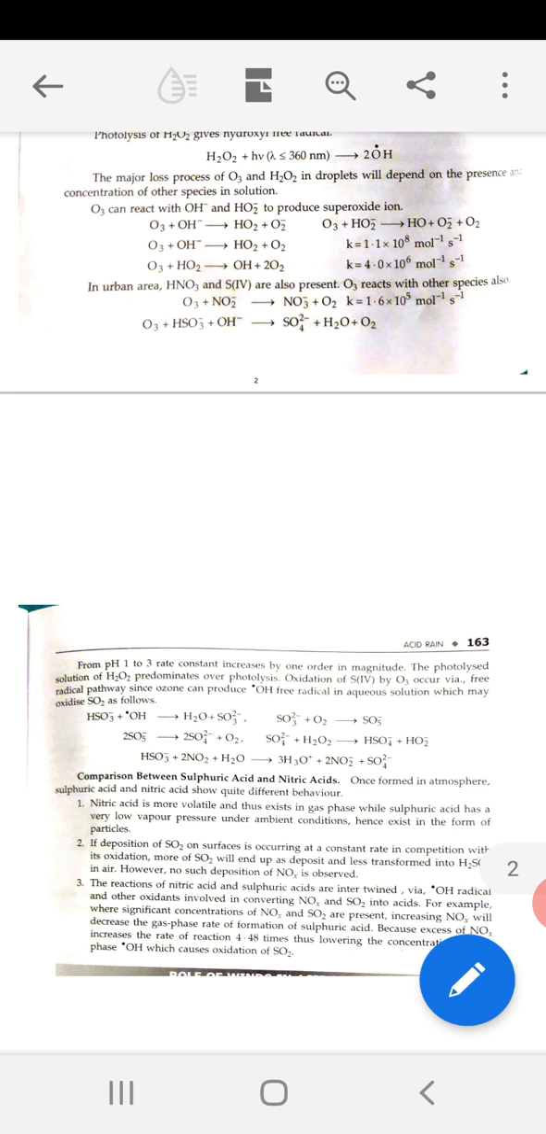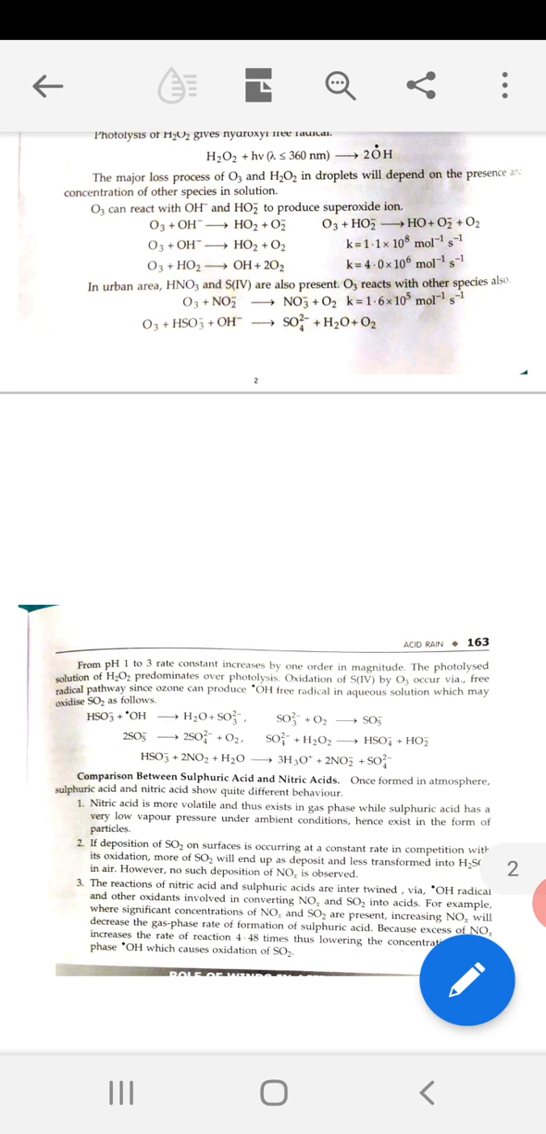The reactions of nitric acid and sulfuric acid are intertwined via OH free radical and other oxidants involved in converting NOx and SO2 into acids. For example, where significant concentrations of NOx and SO2 are present, increasing NOx will decrease the gas phase rate of formation of sulfuric acid, because excess NOx lowers the concentration of gas phase OH free radical, which causes oxidation of sulfur dioxide.